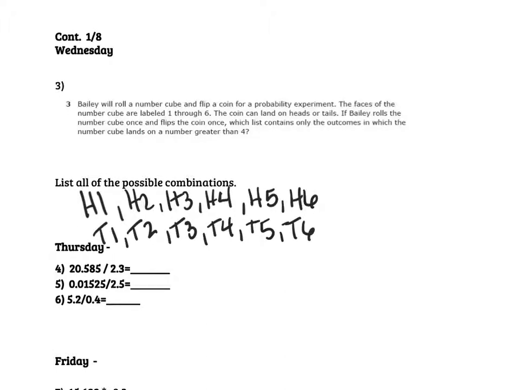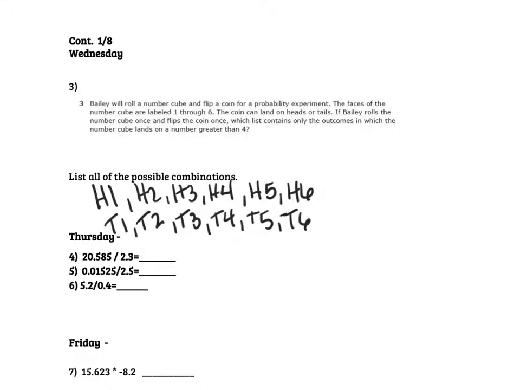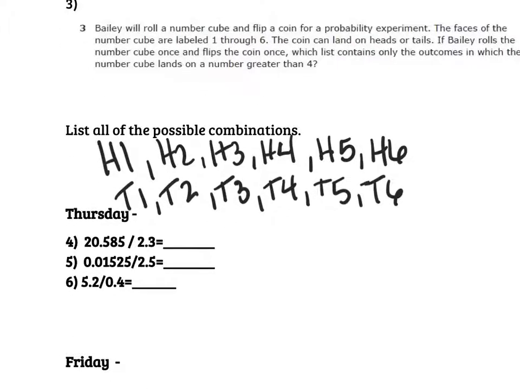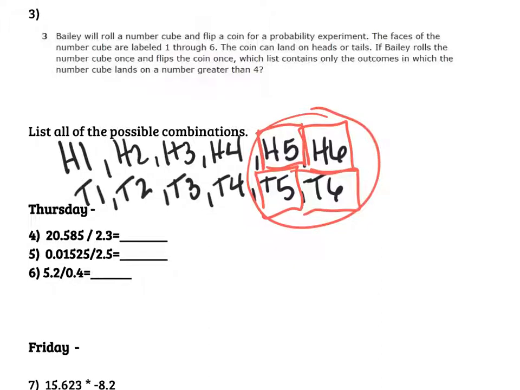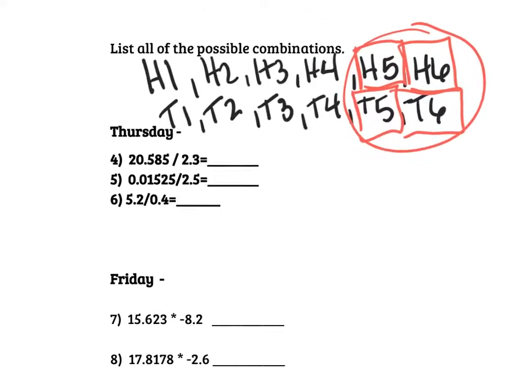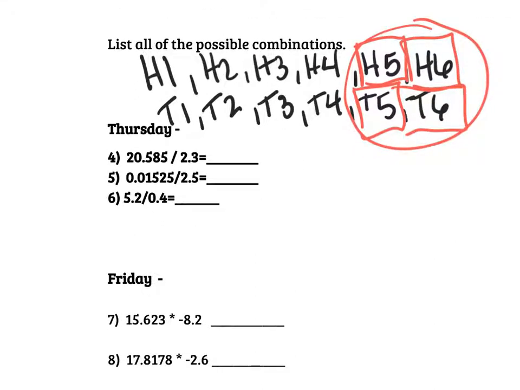Why? Greater than 4. Those are all the possible combinations, because it says list all the possible combinations. So now what's greater than 4? 5 and 6. So heads 5, tails 5, heads 6, tails 6. So these are the combinations I need, but those are all the possible combinations. Does that make sense? So you didn't write 1, 2, 3, 4, 5, 6. That's fine, as long as you got this answer, but I wanted you to understand. When it says list, I wanted to pull those out.